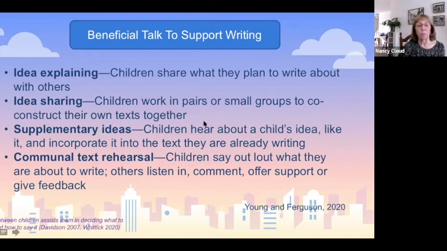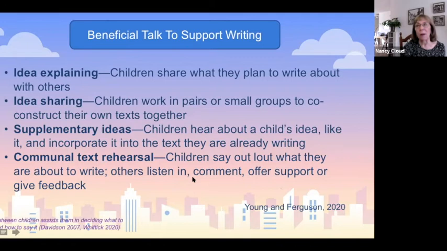Oh yeah, let's put that in. Maybe they're getting some supplementary ideas, things that they weren't thinking to include, but now that they hear another kid say it, they're like, oh, you know what? I want to include that too. I forgot about that. They can rehearse what they're going to write before they write.